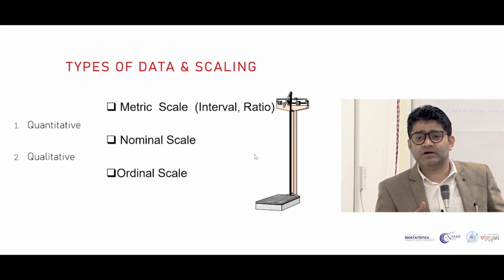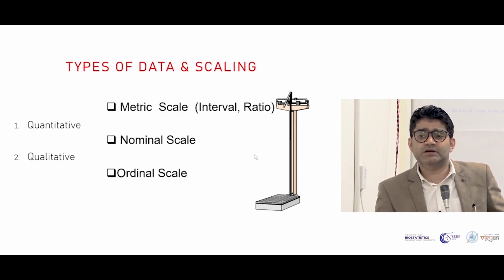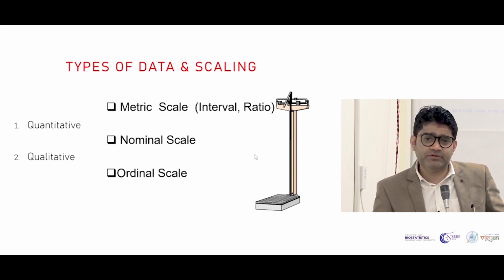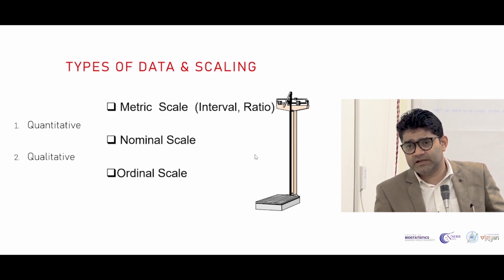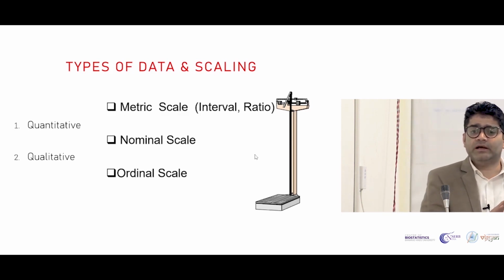Second, if the data is not giving you any idea about the direction or the magnitude, then it is a nominal scale. If it is giving you a definite idea about the direction, but may not give you a definite idea about the magnitude difference, then it is an ordinal one. Based on this theory, your entire statistic is done.